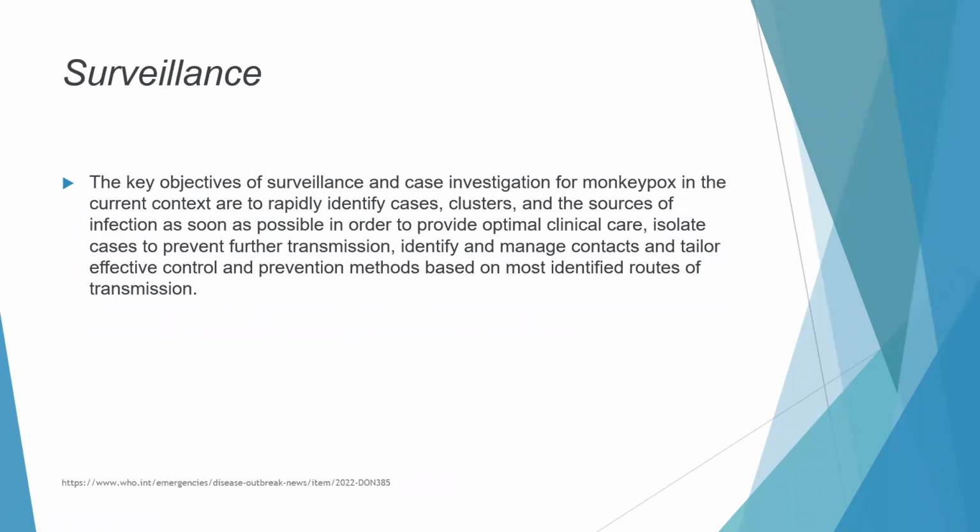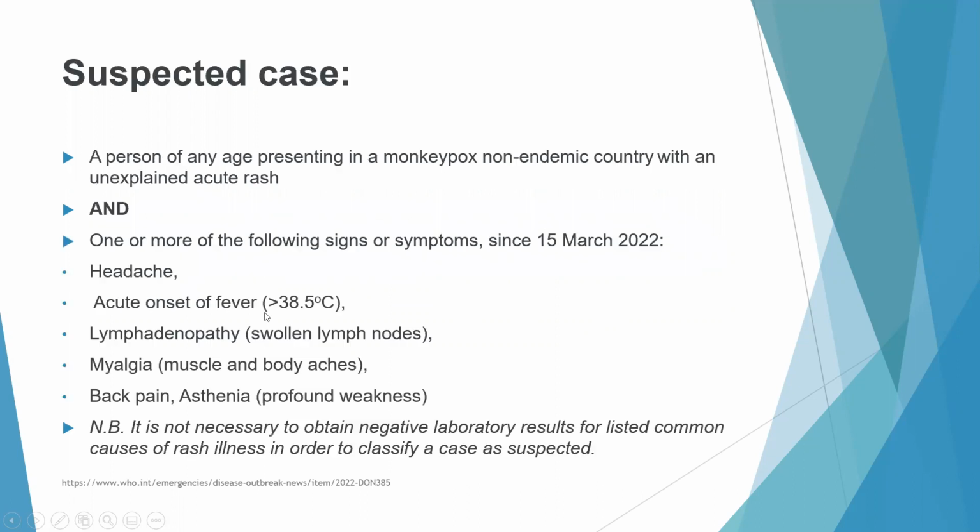Surveillance is important, and the key objective of the surveillance and case investigation for monkeypox, in the current context, is to rapidly identify the cases, clusters, and the source of infections. And contact tracing is also very important to prevent further transmission, and tailor effective control and prevention methods based on the most identified routes of transmission.